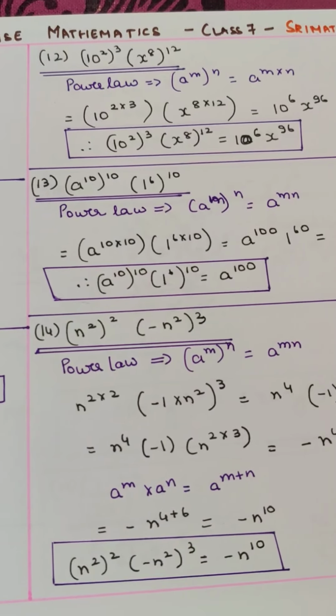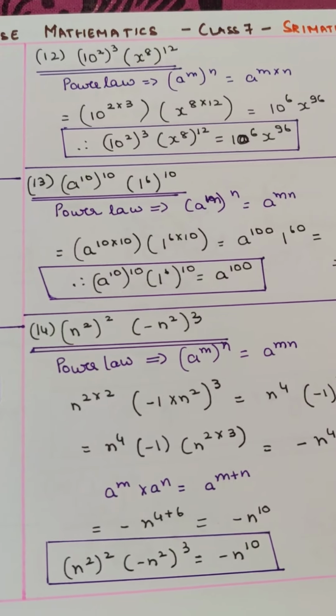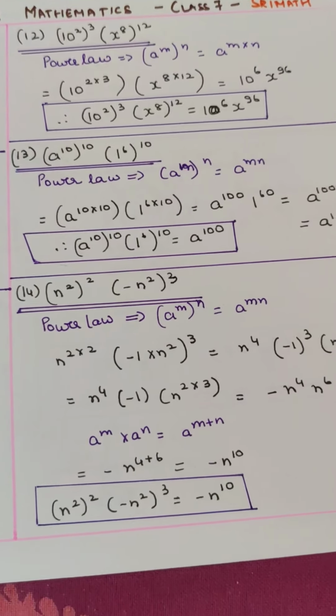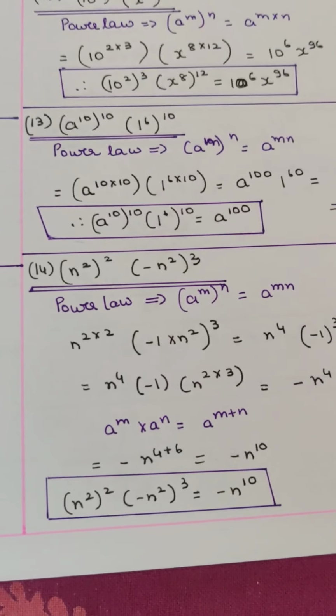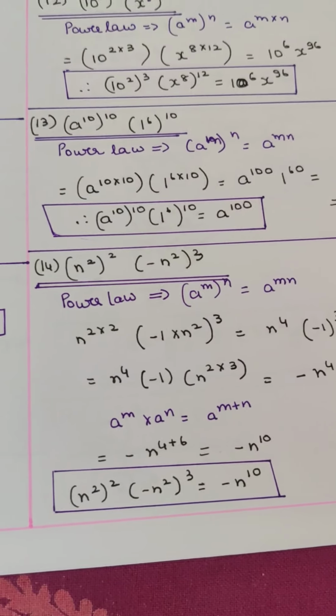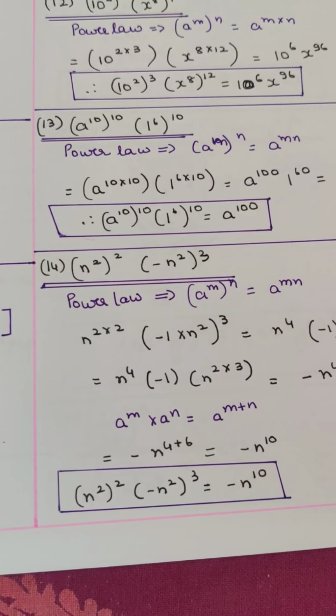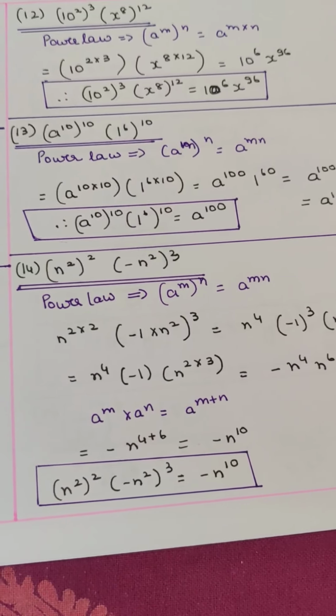Therefore a to the power of 10 whole power 10 into 1 power 6 whole power 10 is equal to a to the power of 100. Isn't it simple? Yes, very simple. Let's move on to the next one. n square the whole square into minus n square the whole cube. Again power law, a to the power of m to the power of n is equal to a to the power of mn.